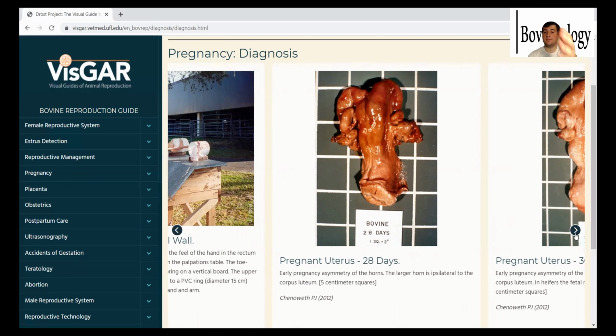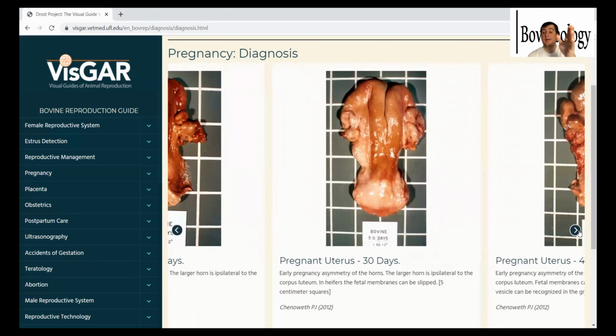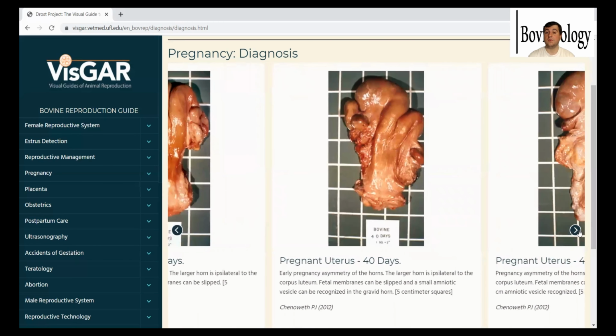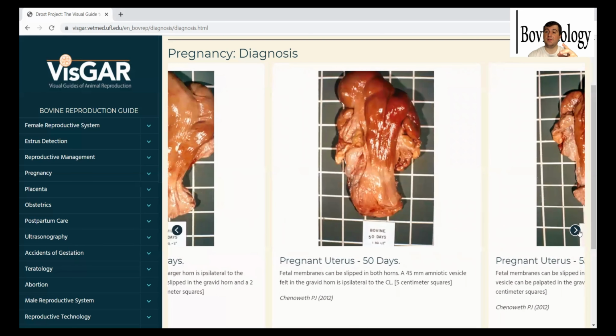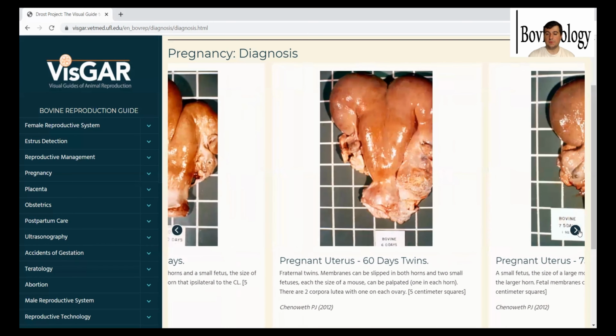And as I said, asymmetry at day 28, this is one size. As we progress with pregnancy, it's natural that the uterus is going to get bigger and bigger and bigger. That's because the conceptus or the fetus gets bigger and bigger. And then it actually is easier to diagnose, right?